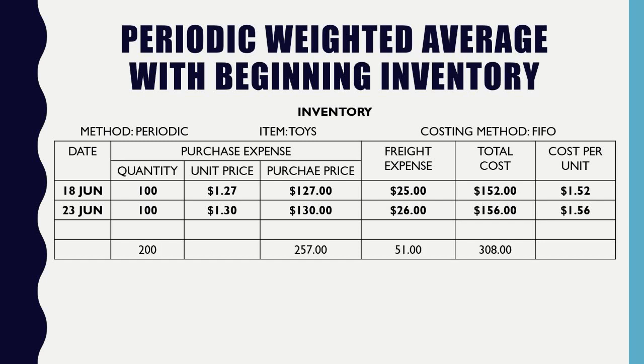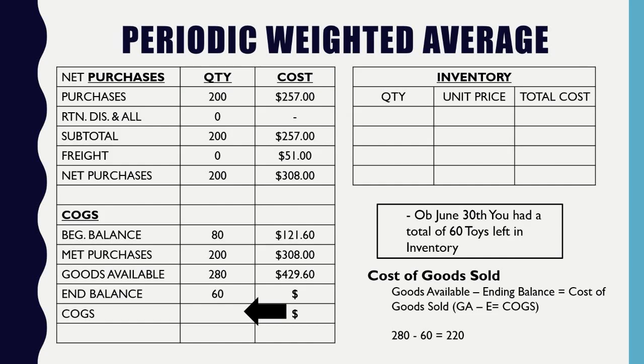All right. Now here's where it's different, because if you're having beginning inventory, you do not need to solve for the average cost per item just yet, because you have to also include your beginning inventory. This is why this part is different if you have beginning inventory. So go ahead and fill in the rest of the table. We fill in our net purchases.